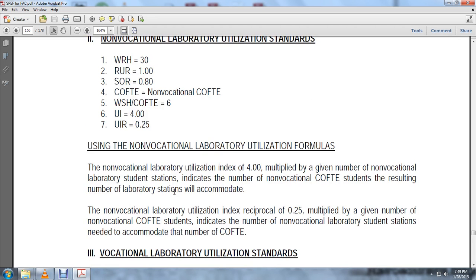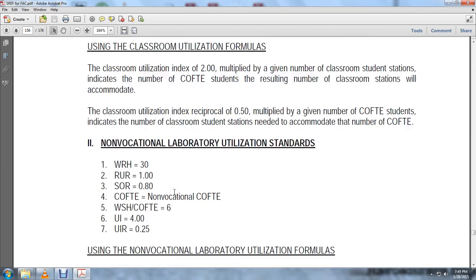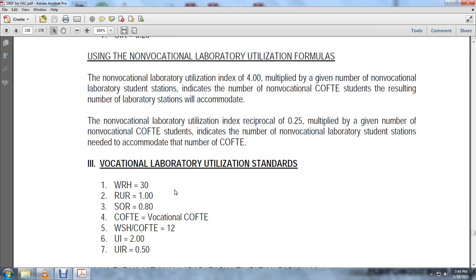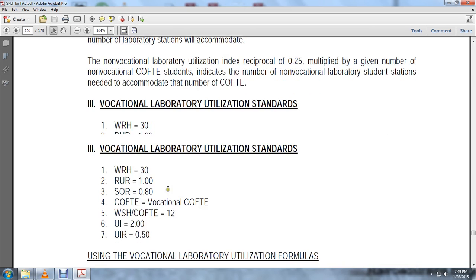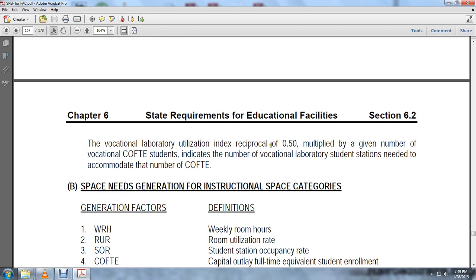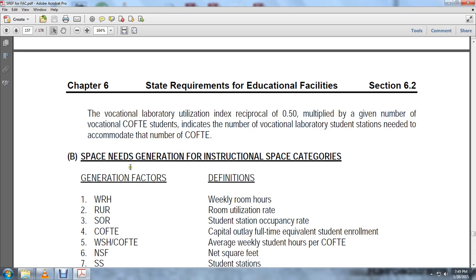All right, the next one: vocational laboratory utilization reciprocal of 0.5, or a half, multiplied by the given number of vocational capital outlay full-time equivalent students indicates the number of vocational laboratory student stations needed to accommodate the number of COFTEs.